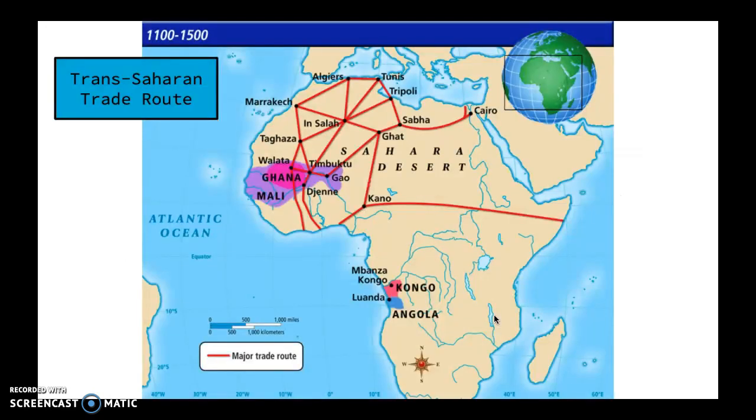Here you can see the Trans-Saharan trade route running across the Sahara Desert. You can see where Ghana and Mali is. Songhai would also have been in that area as well.